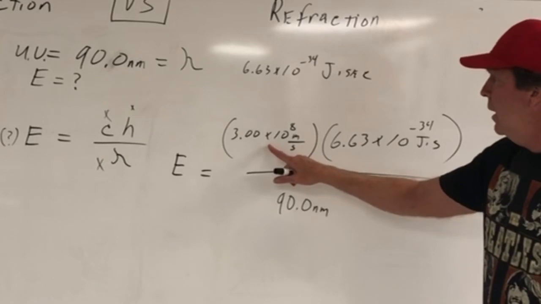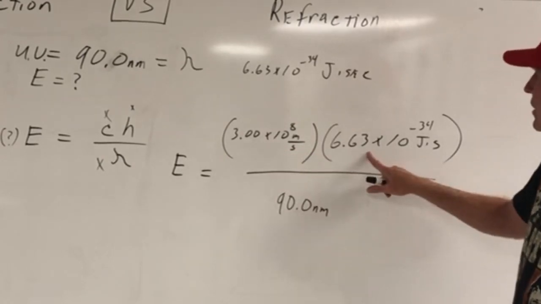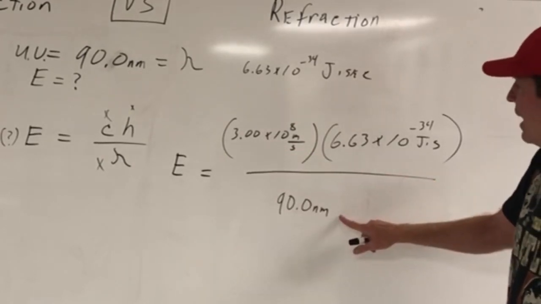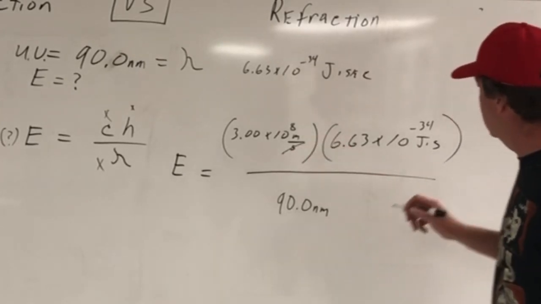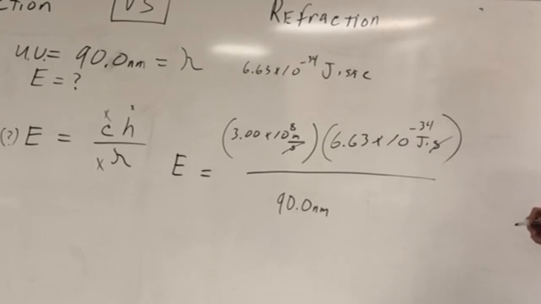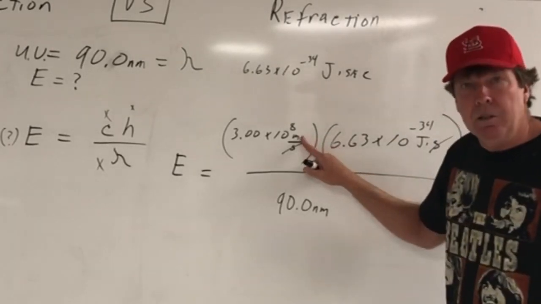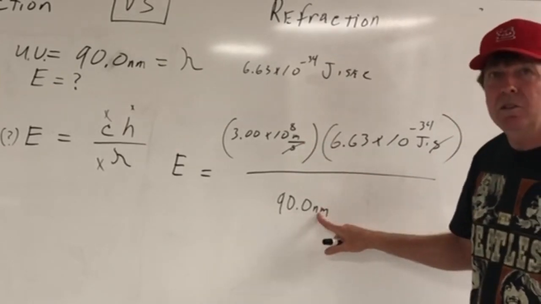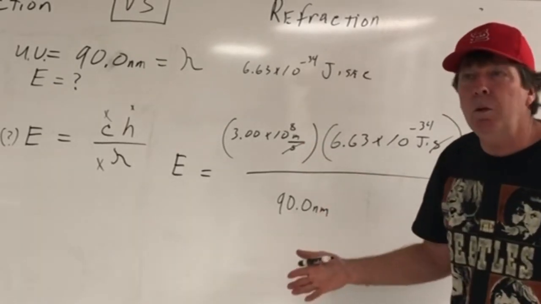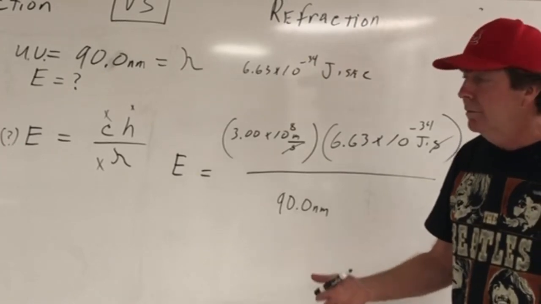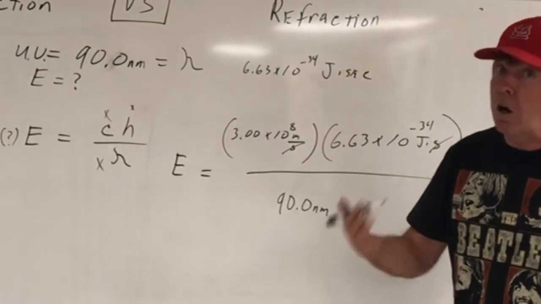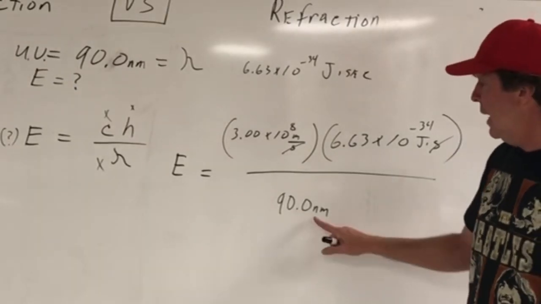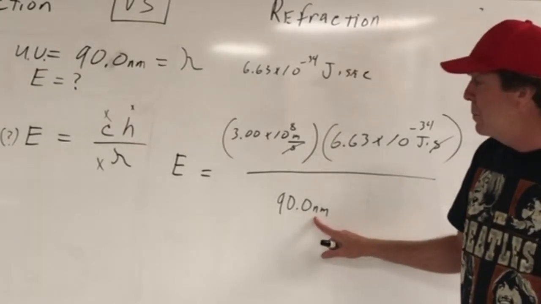So I've got speed of light, I've got Planck's constant, I've got my value here in nanometers. Notice seconds and seconds cancels. Let's see here. This is in meters. This is nanometers. What do we need to do to convert that? You're darn tootin', as they say in Fargo, North Dakota. You need to convert that. Let's get this to meters.